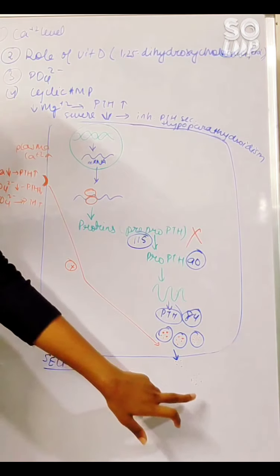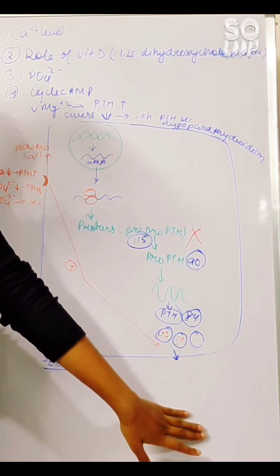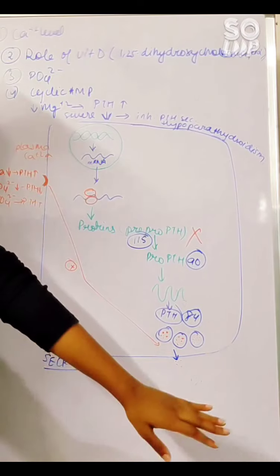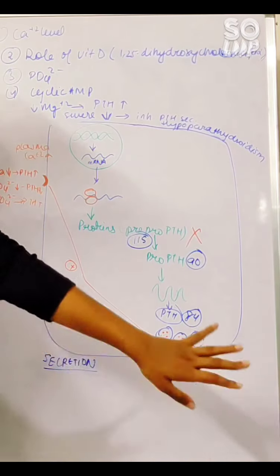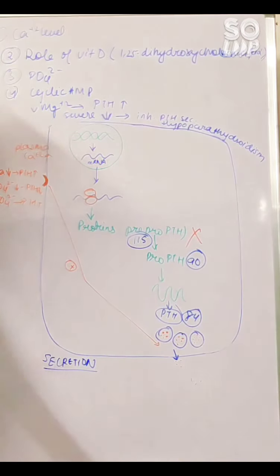As I told you, this PTH is released. Now where do they go to act? They act on the target cells, and these target cells are located in bone, kidneys and intestine. That we will be studying in the next part.